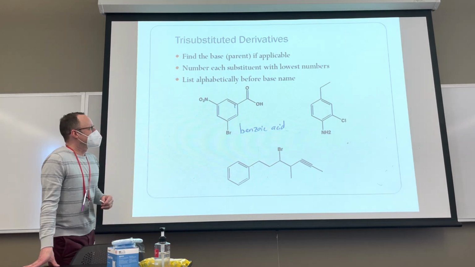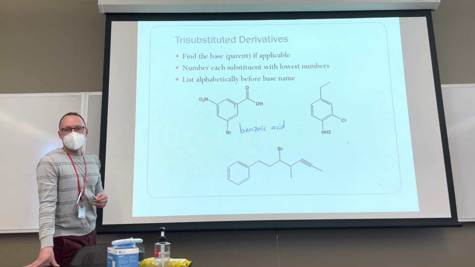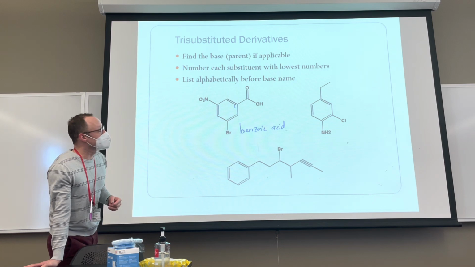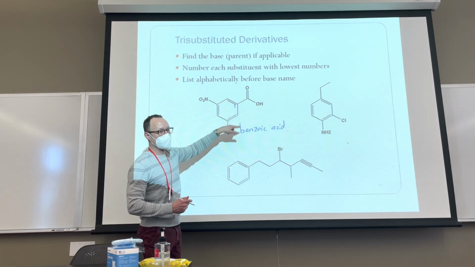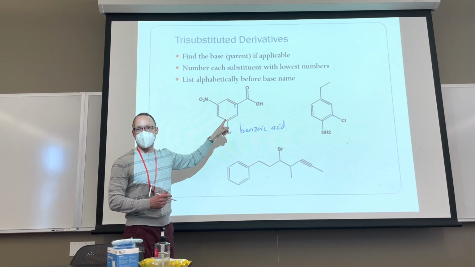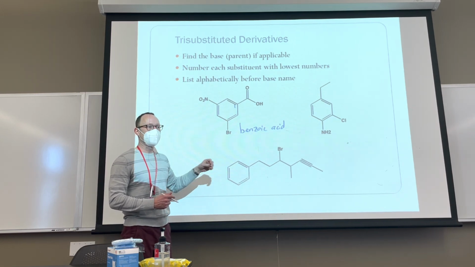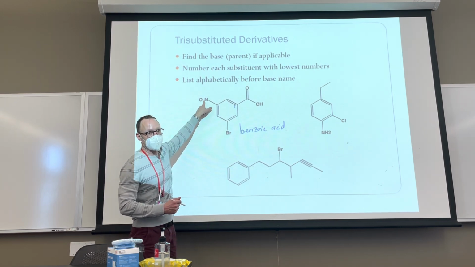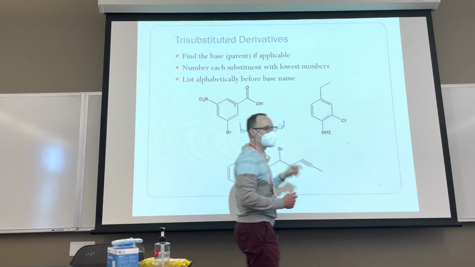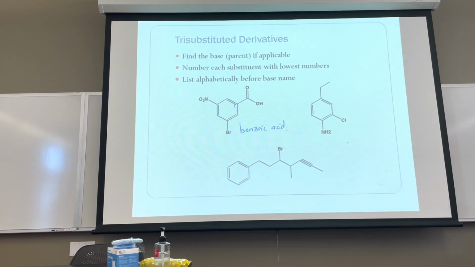How do we break that tie? Alphabetical? Yep, exactly, alphabet. We get the same numbers regardless of how we number around the ring. And so in a case like that, you go alphabetically. The bromo comes before the nitro, and so I'm going to number around clockwise.